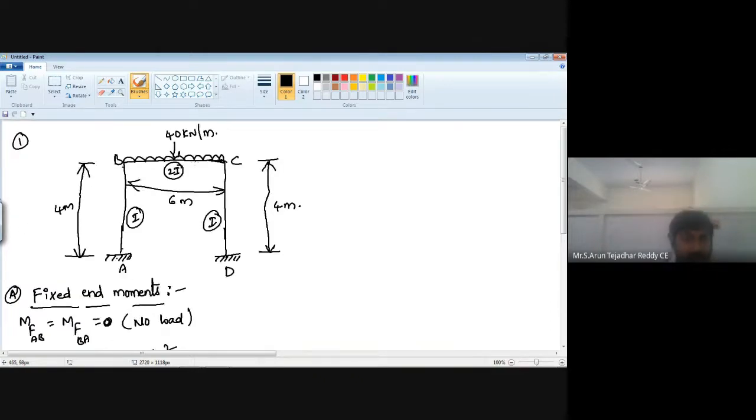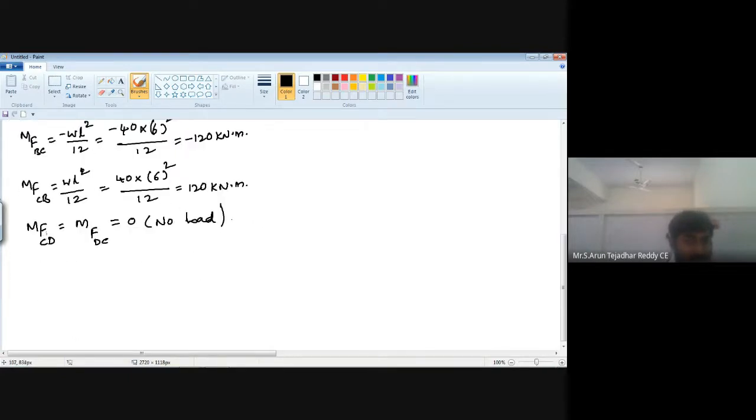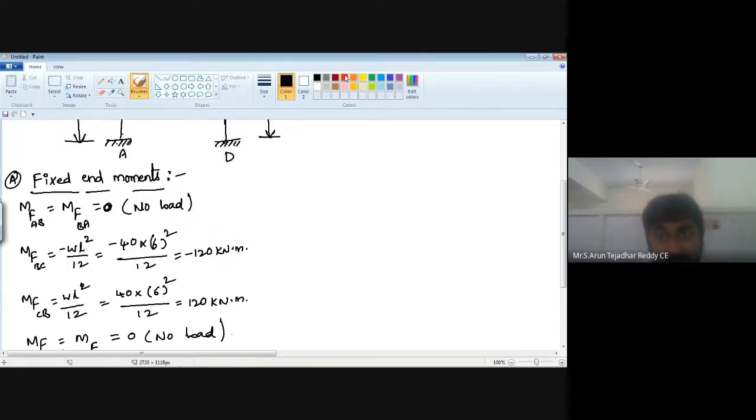Now, coming to C to D and D to C, that is MFCD and MFDC. In between C to D, we don't have any load. So we can write MFCD is equal to MFDC is equal to 0 because no load. So this is our first step.